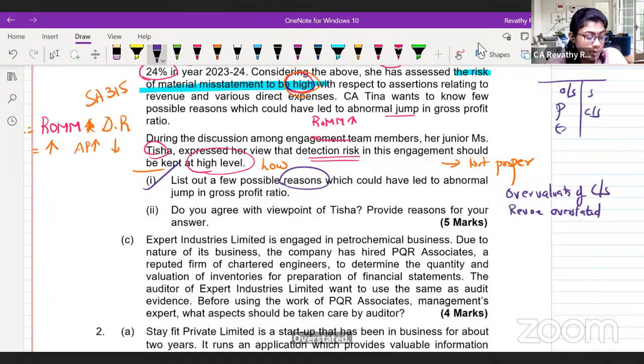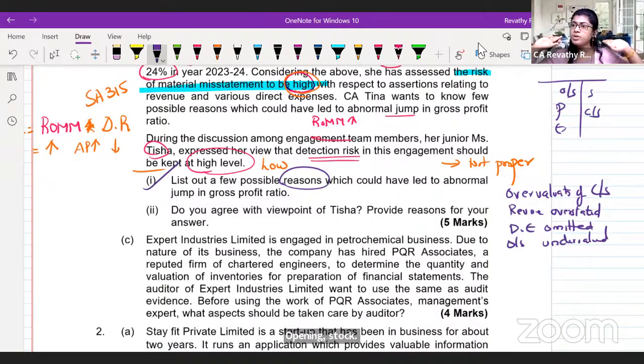Then direct expense may be omitted or understated. Then opening stock may be undervalued. Is that okay? Ma'am, from where did you get this? From plus one, plus two, if you took commerce, you know this. I just stopped because of four points. You can write the other points also. Purchases may be omitted or less.